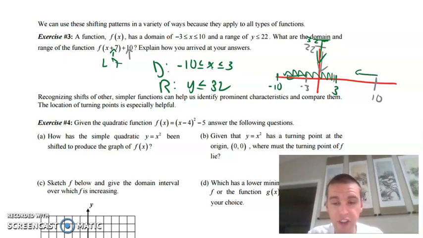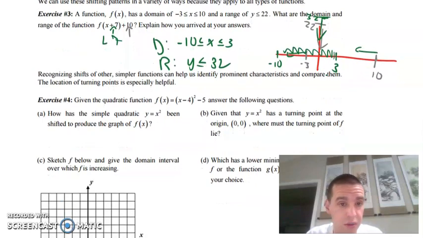So I visualized it right here, moved everything left, moved everything up, and now I have my new visual of what my domain and range are going to be. If you could do that in your head, that's perfectly fine too, but visuals are always nice.